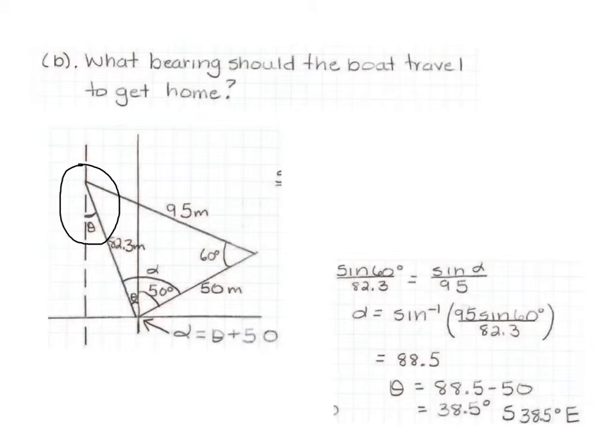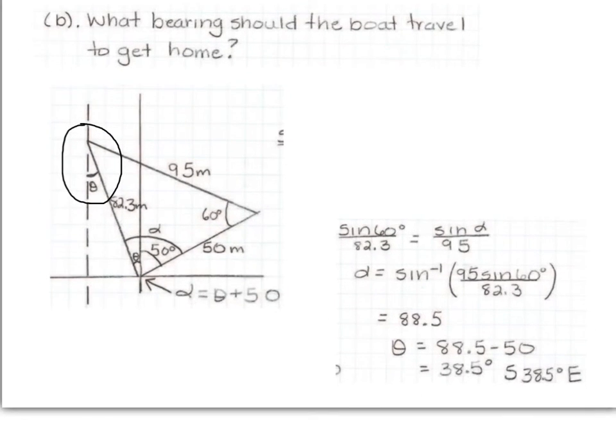So the sine of 60, using the law of sines, divided by the length of the side home, 82.3 miles, has to be equal to the sine of alpha divided by the length of the side opposite that, which is 95 miles. So alpha would be the inverse sine of 95 times the sine of 60 divided by 82.3. I plug that in my calculator.